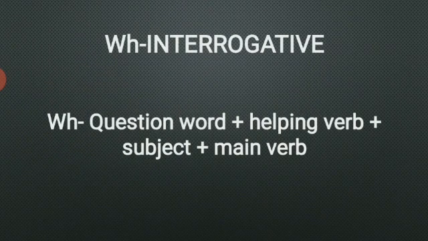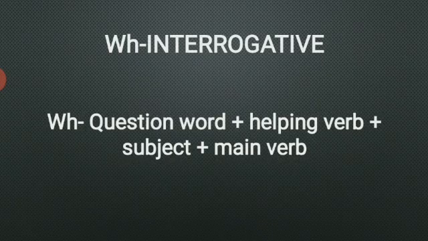Then we have WH interrogative forms. These sentences begin with a WH question word like what, when, where, who, whom, which, whose, why, and how. So the answer to these questions can be a simple response or a complex explanation.